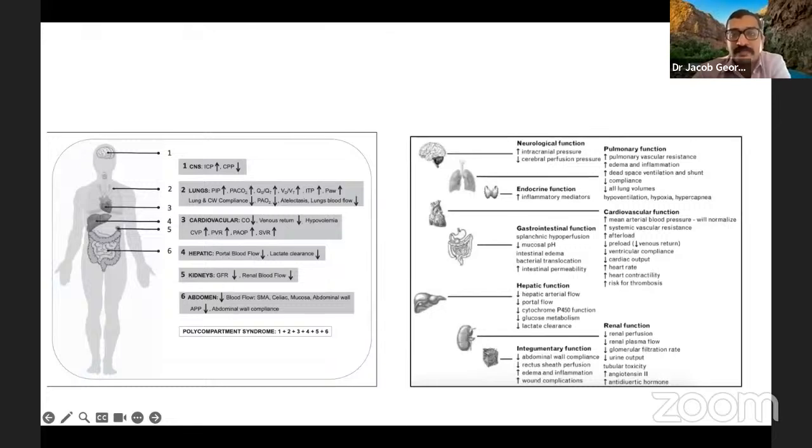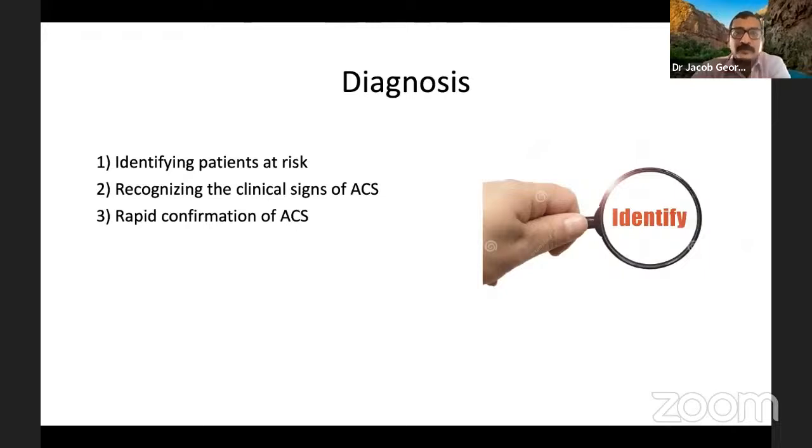Now, these patients are extremely prone to collapse post-intubation because all the pressures in the abdomen are going to be high. So the moment you start them on positive pressure ventilation, you're going to further accentuate the hypovolemia. And these patients are at increased risk for post-intubation cardiac arrest and death. So how do you diagnose these patients?